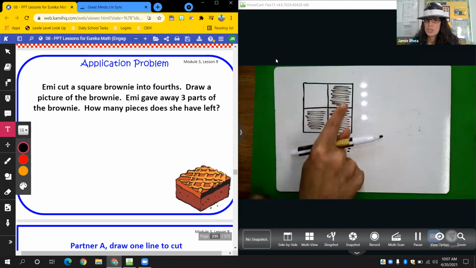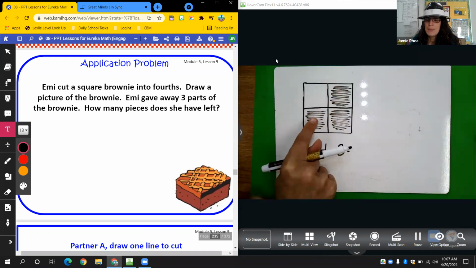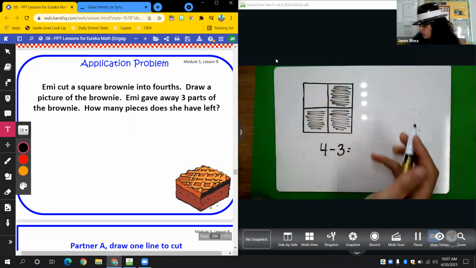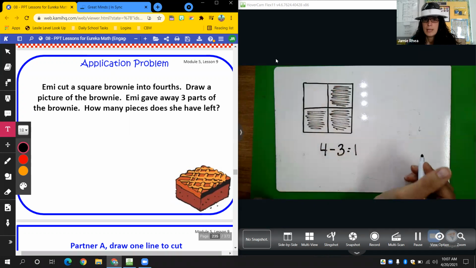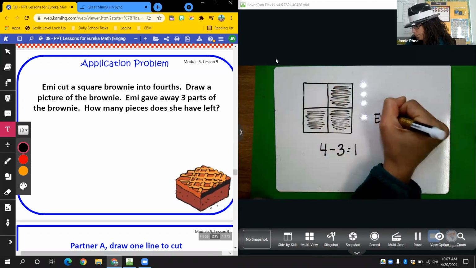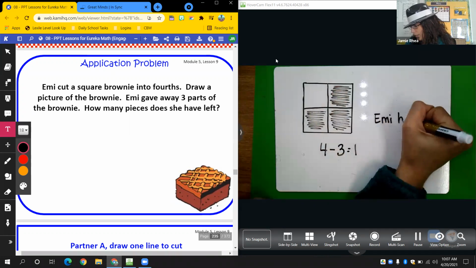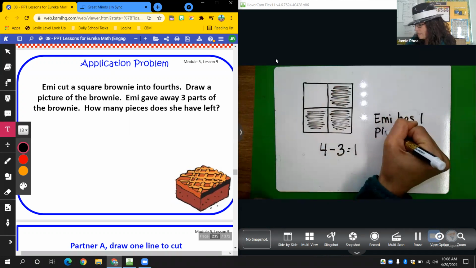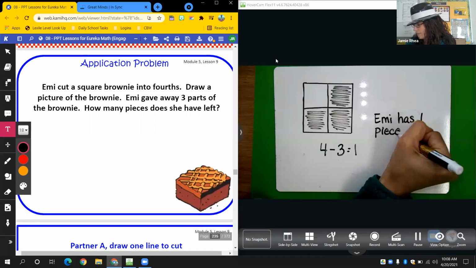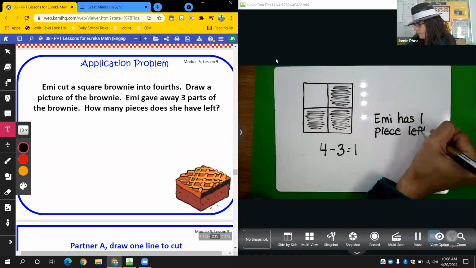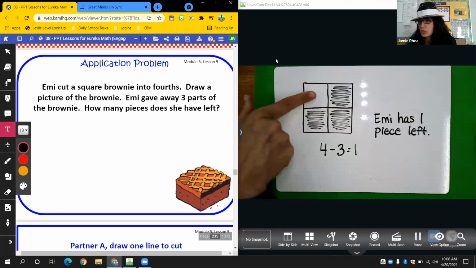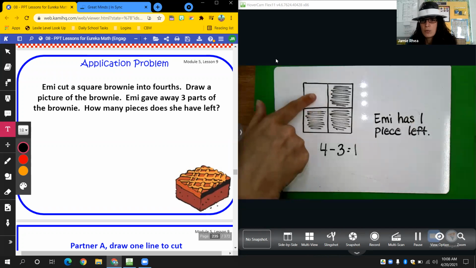So if she gave these 3 away, how many does she have left? 4 minus 3 is 1. So Emmy has 1 piece left. Ta-da! Friends, it's a good thing she only gave away 3 pieces. She wouldn't have had any left over for her if she gave that one away too.